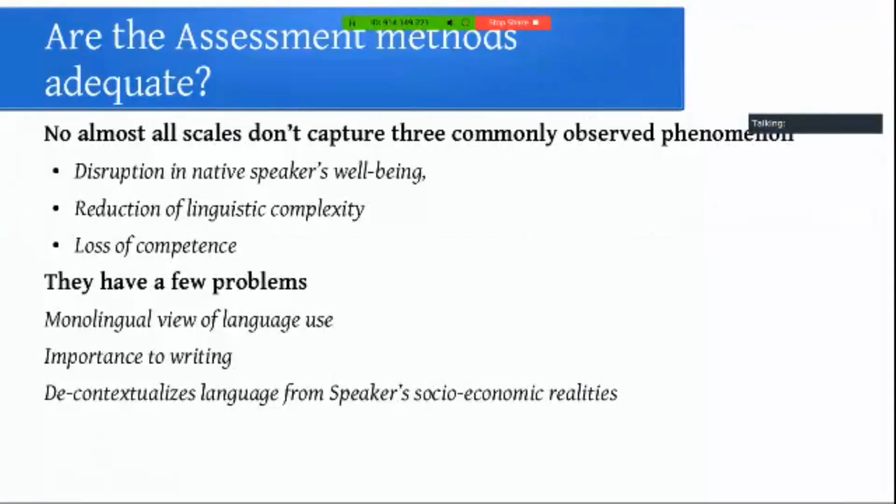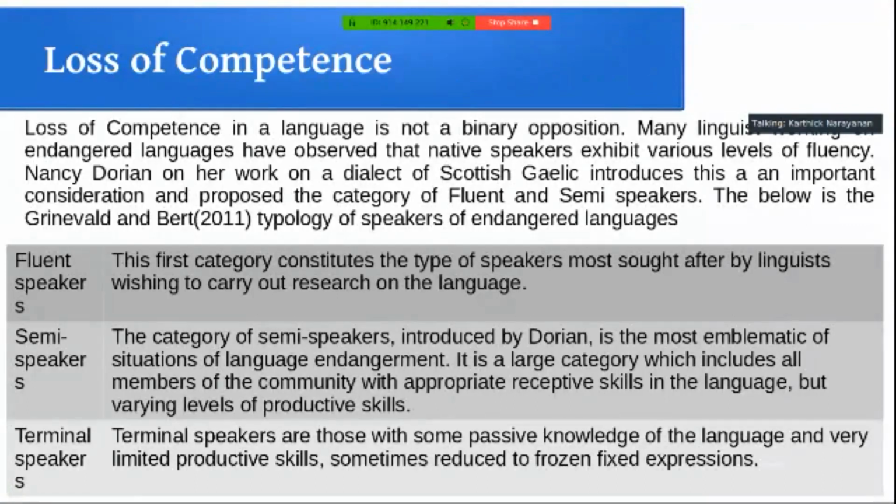Okay. So a few things that we come across when we come across language endangerment is loss of competence. Loss of competence is something that really strikes us. This is something that linguists should understand, that in an endangered language community, every speaker is not an ideal speaker. We always go looking for an ideal speaker for a purpose, but that is not really possible.